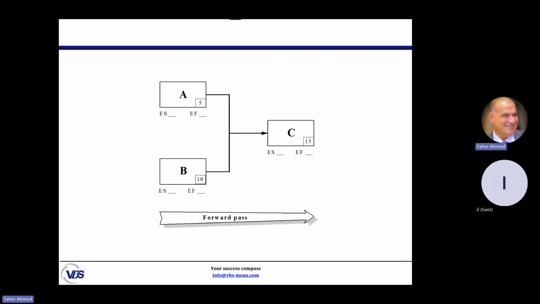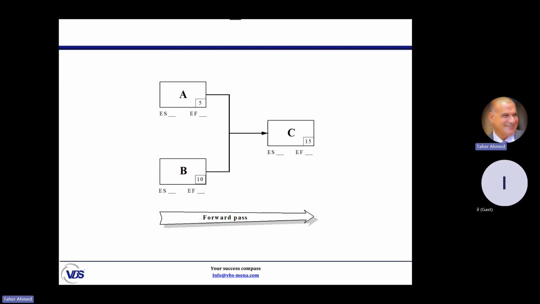C can start only when A and B are completed. C cannot start without the completion of A and B, and this is what the network shows. A has a 5-day duration, B 10 days, and C 15 days. According to the definition of the critical path, it is the longest path.